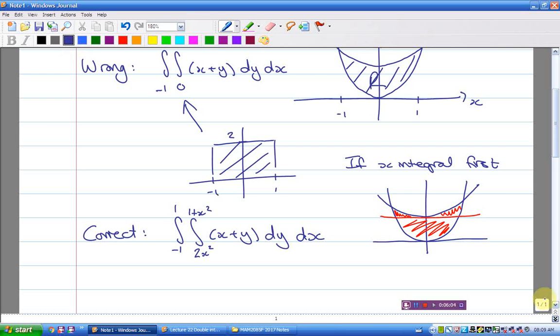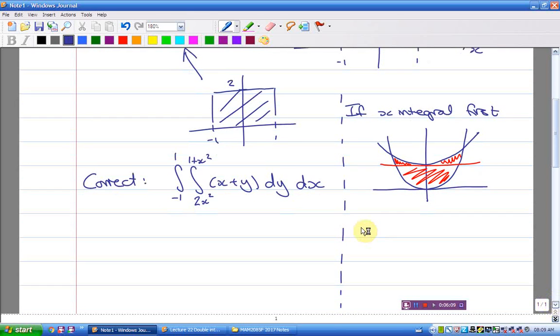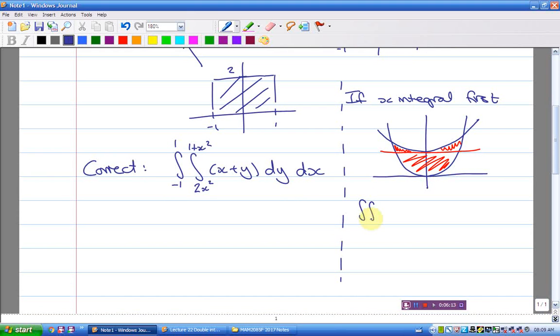I would have to say the double integral from, let's have a look. I'm going to have to make x the subject of those parabolas. If y equals 2x squared, then x squared is y over 2. So this is x equals minus square root of y over 2, and this is x equals positive square root of y over 2. Okay, and then that other parabola, it's y equals 1 plus x squared, so x squared is y minus 1. So this is x equals the minus square root of y minus 1, and this over here is x equals the positive square root of y minus 1.